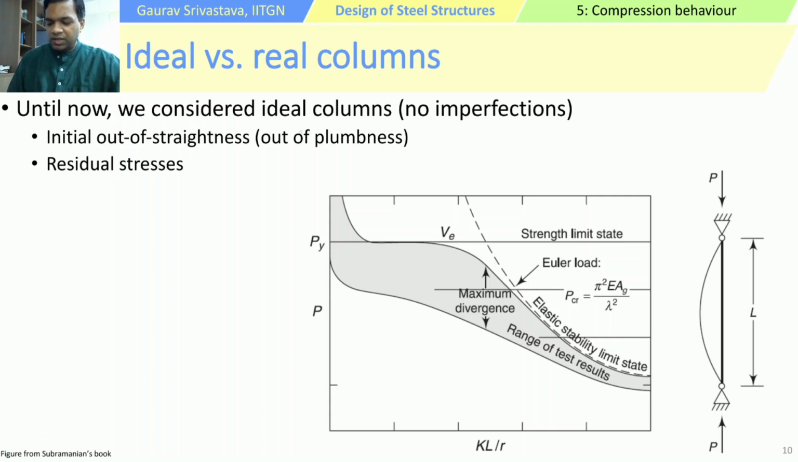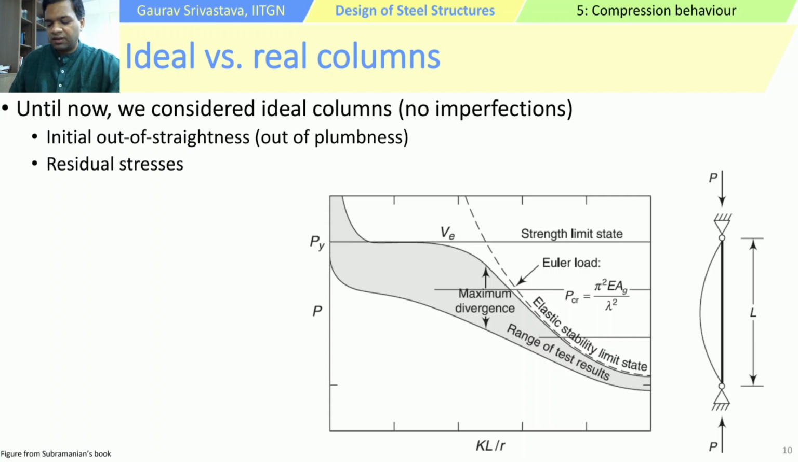Right. So in ideal columns, we were using purely theoretical considerations, and we did not address any issues with respect to imperfections. Now, in reality, there can be two types of imperfections in the construction. One is called the initial out of straightness or initial out of plumbness, which we saw in the case of compression members can aggravate the failure, whereas in tension members it was not an issue.